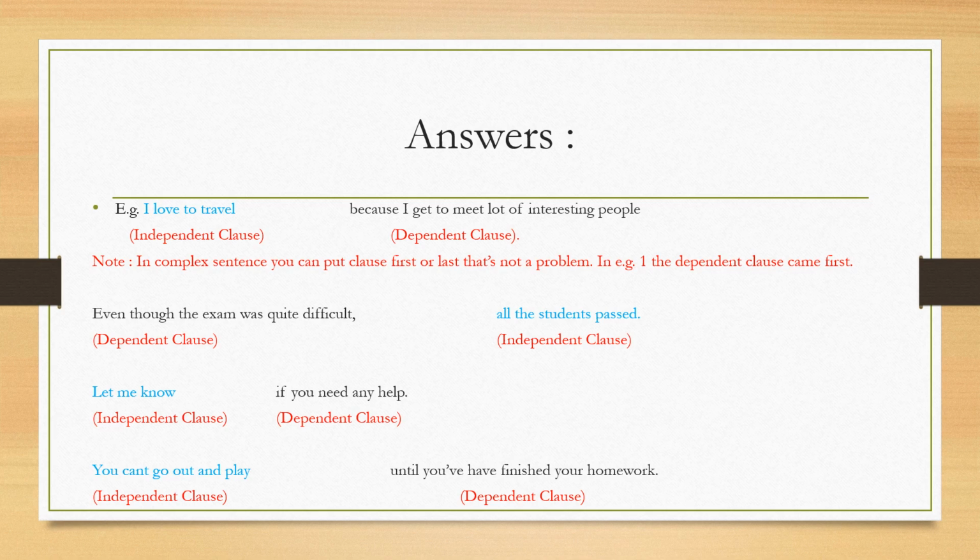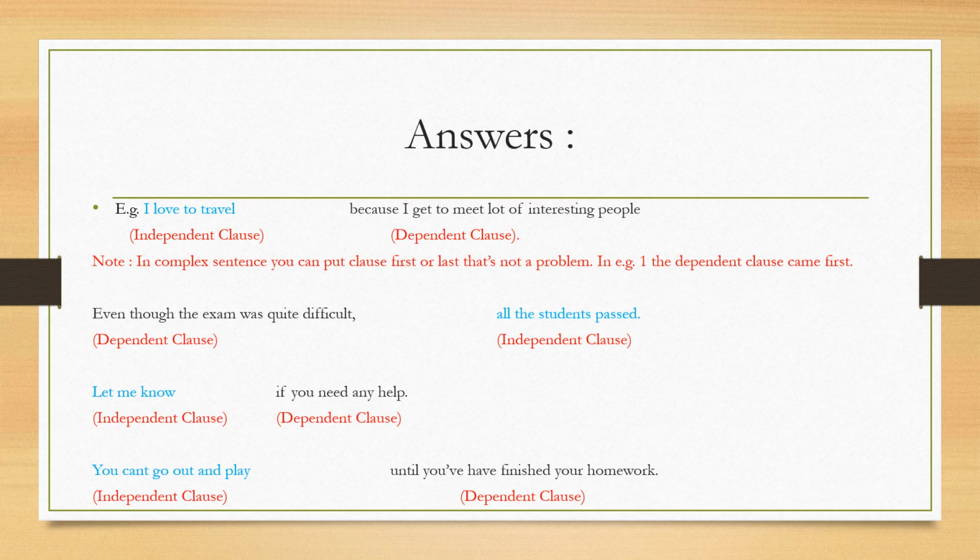Look at the answers. I love to travel because I get to meet a lot of interesting people. I love to travel. That is a complete sentence. It does not require the remaining part of the sentence. So I love to travel is an independent clause, and because I get to meet a lot of interesting people is a dependent clause. In a complex sentence, please make a note: you can put the clause first or last. That's not a problem. In example number 1, the dependent clause came first.